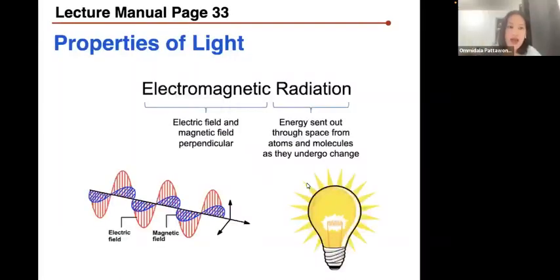Now let's take a look at the property of light. Light is an electromagnetic radiation, which is the energy that's sent out from atoms and molecules as they undergo change. This radiation contains an electric field and also a magnetic field that travel perpendicular to each other, as you see here.